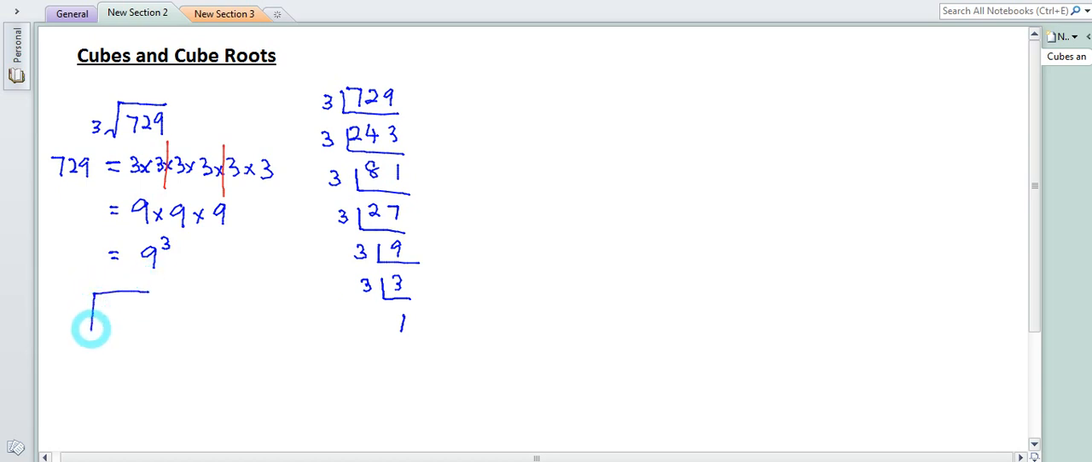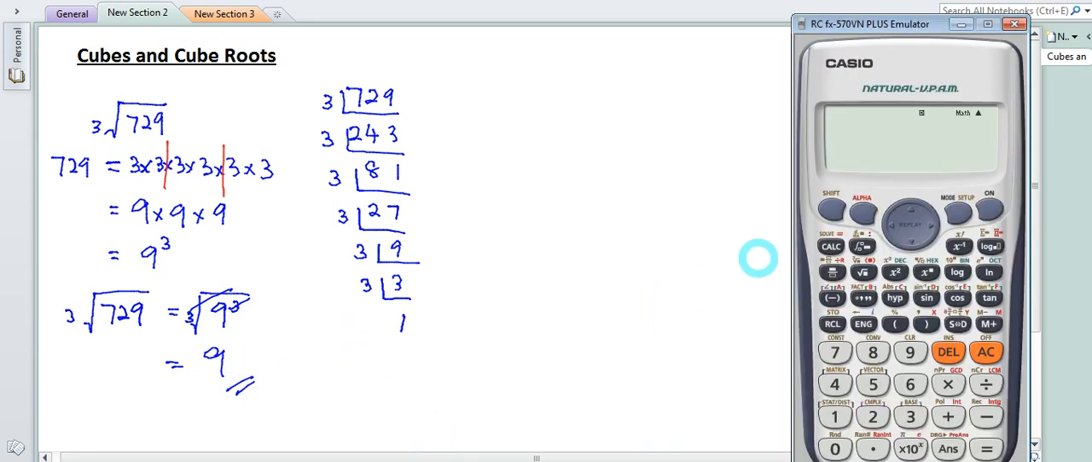And then now I write one more time. Cube root of 729 is actually cube root of 9 power 3, right? Then cancel. You will know the answer is actually 9. If you want to check by calculator, we just press shift then press this button. You will get a cube root here. Key in the number 729. You will get 9.